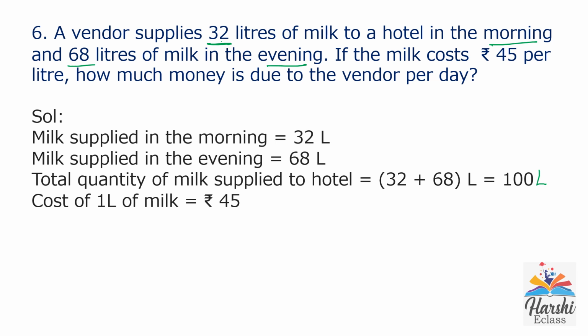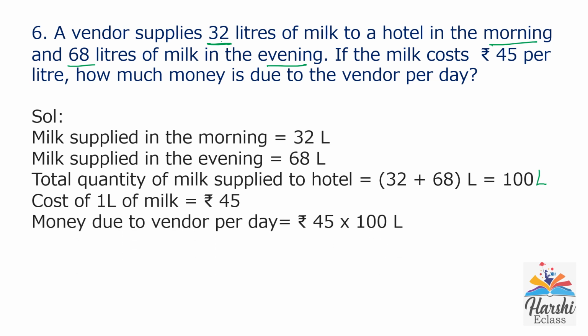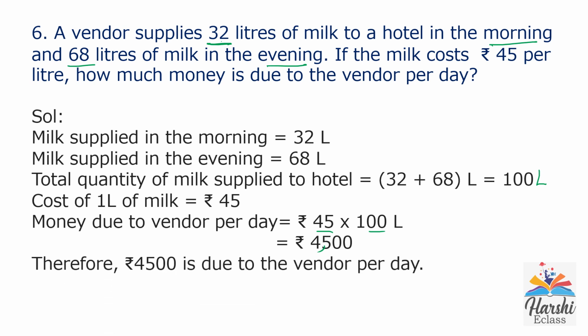Cost of 1 liter milk is 45 rupees. So, cost of 100 liters milk is multiply with 100. Write the given number, then add 2 zeros. That is 4,500 rupees. Therefore, 4,500 rupees is due to the vendor per day.